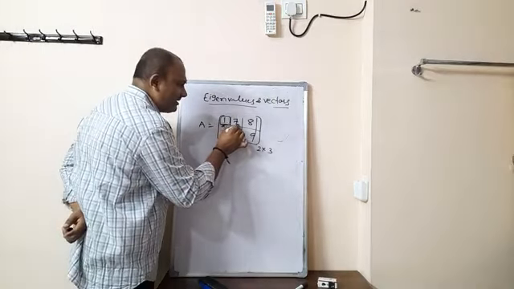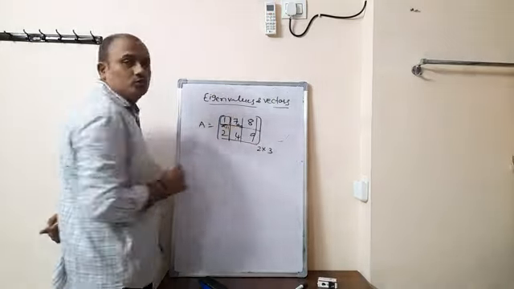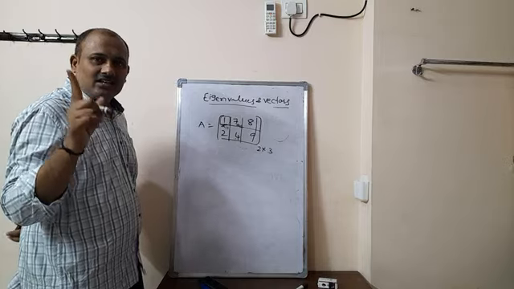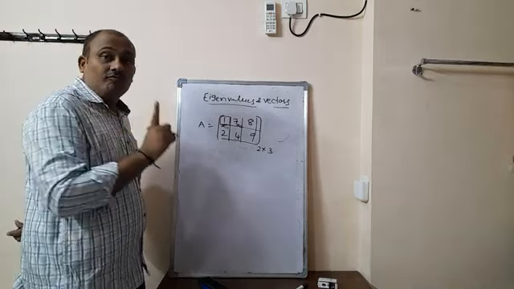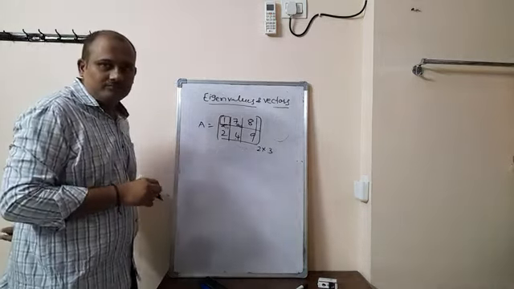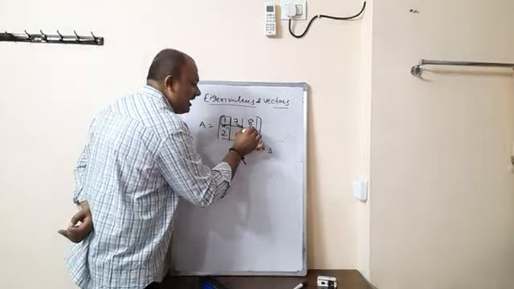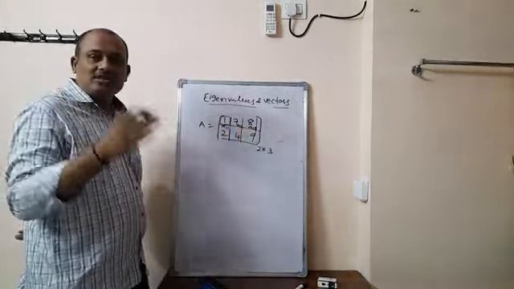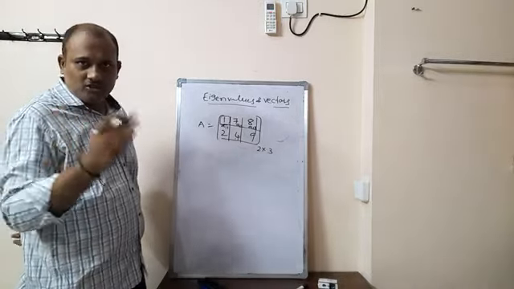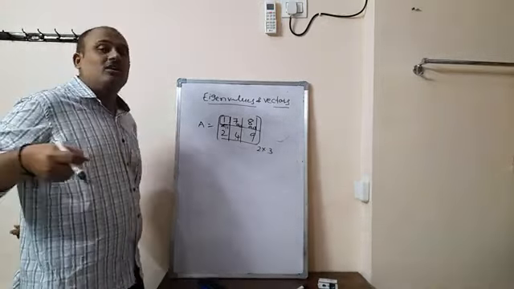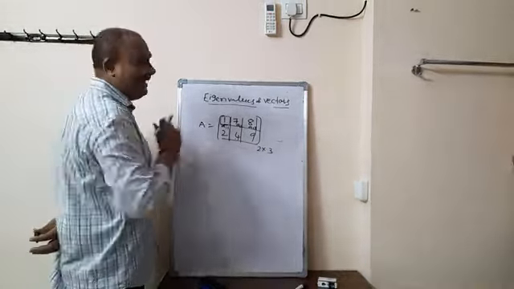And 7 is represented as A12: first row, second column. And 8 is represented as A13: first row, third column. This is how the elements in the matrix are represented.